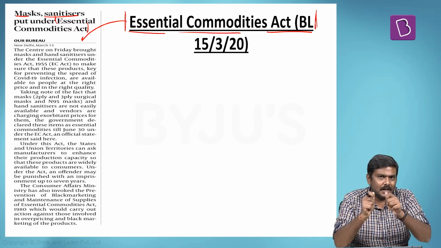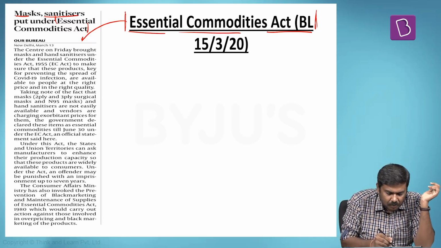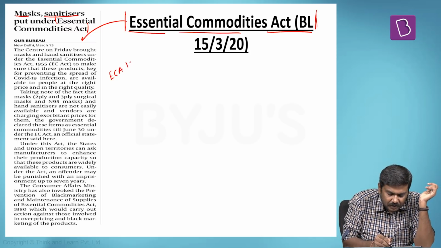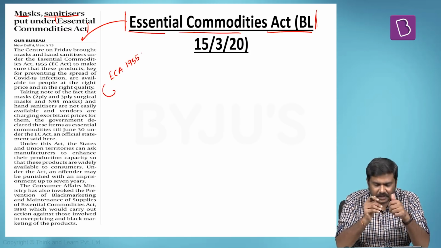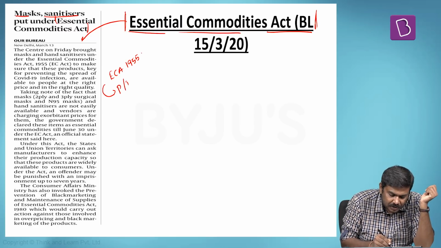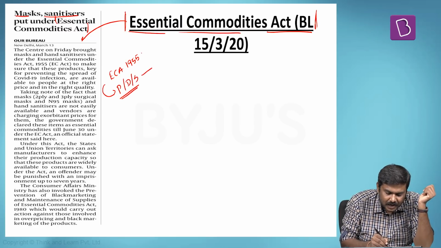What are the provisions? Let me explain. Essential Commodities Act of 1951 basically empowers or gives the power to the government with regards to production, distribution, supply or sale of essential commodities.